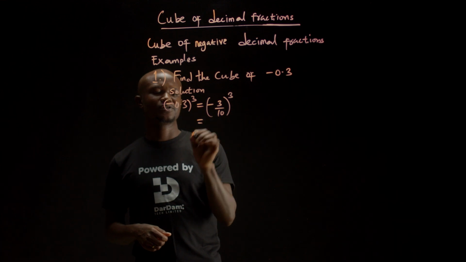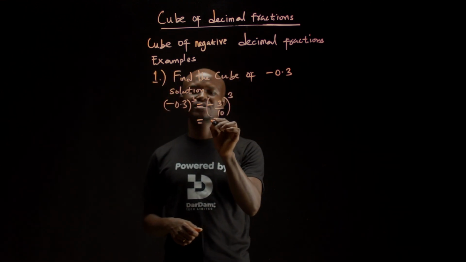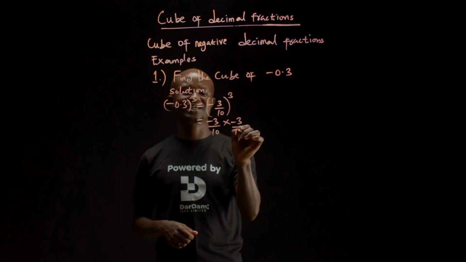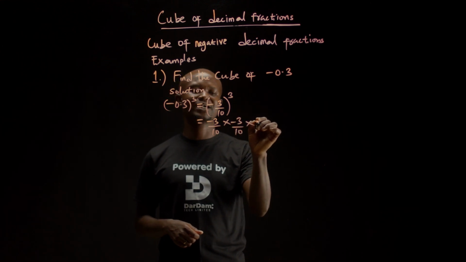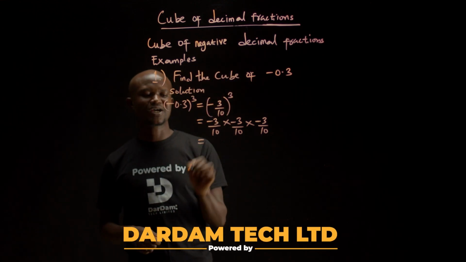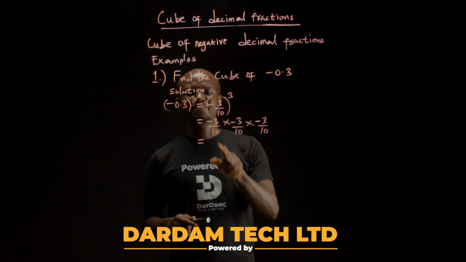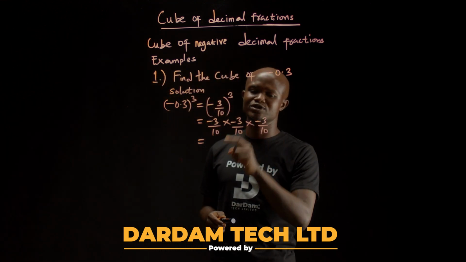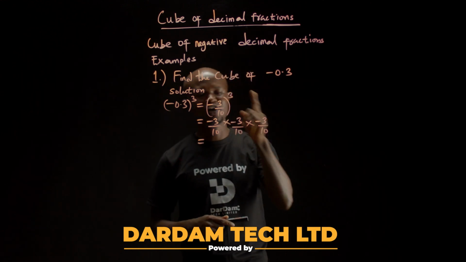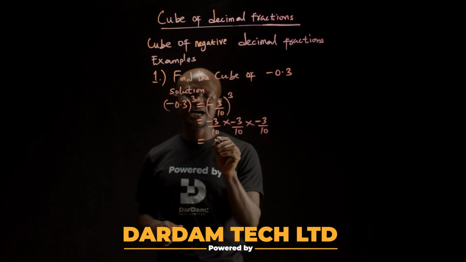Now, we can write this as what? Minus 3 over 10 times minus 3 over 10 times minus 3 over 10. Then we can write this as what? Minus times minus, that is plus. Then plus and minus, we have minus.